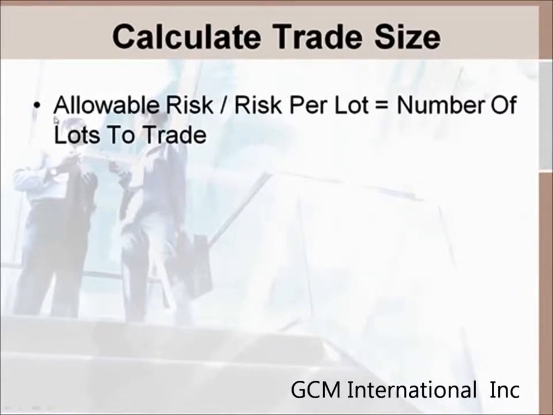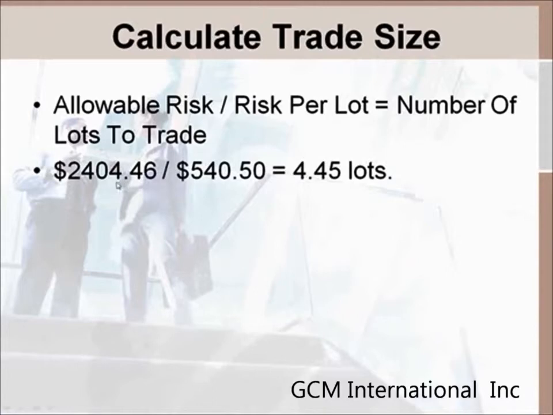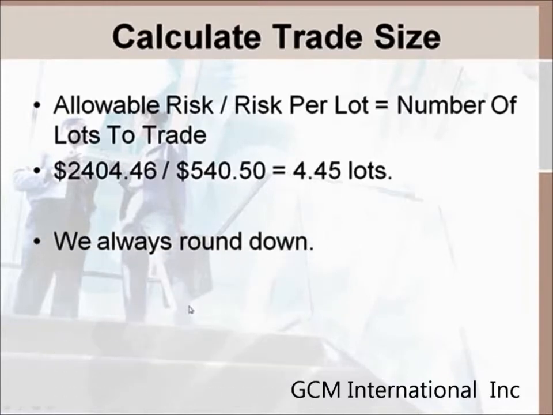We can divide the allowable risk by the risk per lot, and that'll give us the number of lots to trade. So $2,404.46 was what we were allowed to risk with our current account balance. And with the 50 pip stop, we were risking $540.50 with every lot traded. So we divide those numbers and we end up, we're allowed to trade 4.45 lots. Okay, so we always round down once we have this number.